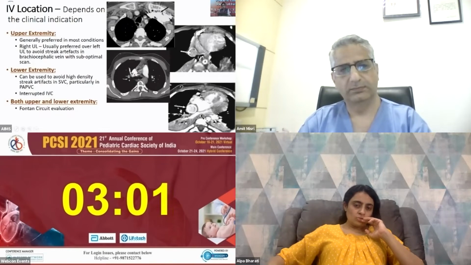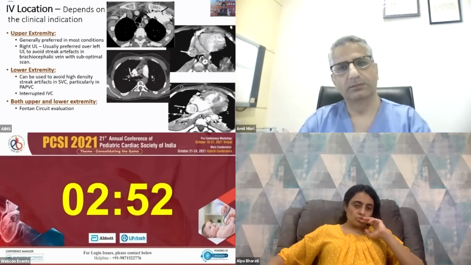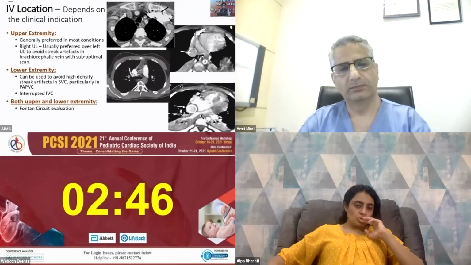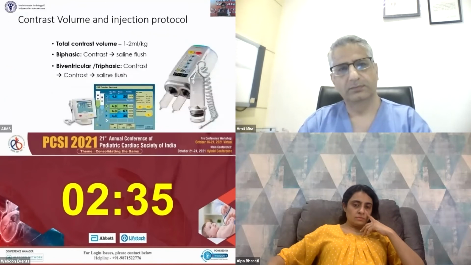If you have a patient with suspected PAVC, we do not use the upper extremity. We may take a lower extremity vein. If we have interrupted IVC, or if the patient has had a Glenn, bilateral Glenn, then also we may use the lower extremities. In patients with Fontan, we use both upper and lower extremities, and we also take delayed scans to evaluate the circuit. As far as contrast volume is concerned, usually we give 1 to 2 ml per kilogram.